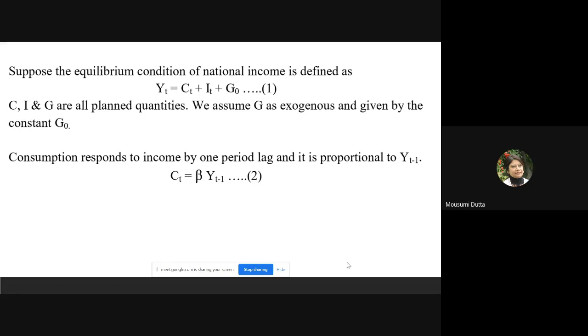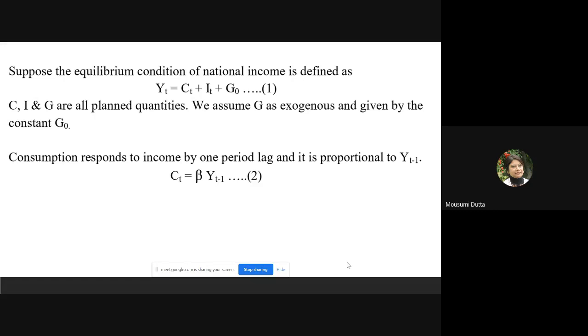Next. How are we defining consumption here? Consumption responds to income by one period lag, and it is proportional to Y_{t-1}. So last day, you told me consumption is a function of income. So here also we are considering the same thing. Consumption is a function of income. However, I'm considering a lagged response.